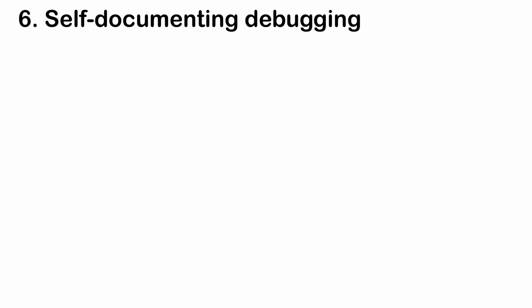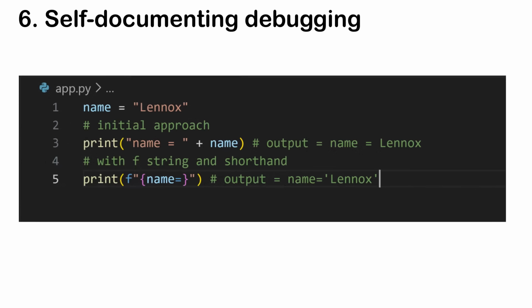6. Self-documenting debugging. One of the best Python features ever. Python 3.8 added this, and many people still don't use it. This is perfect for debugging. No more x value is strings. No mismatches. No lying logs. Your debug output stays correct forever.